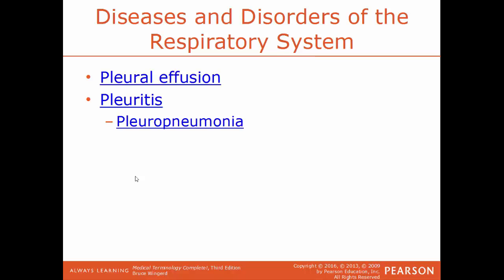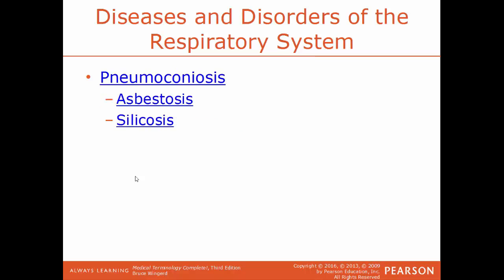Pleuritis is the inflammation of pleura, also known as pleurisy. This can make breathing very, very painful because you are impacting the membranes that wrap around the lungs and also the inside of the chest cavity. So any kind of movement would be quite uncomfortable. And the complication that usually goes along with this condition is our next term, pleuropneumonia, which is a form of pneumonia caused by pleurisy. Our next term, pneumoconiosis.